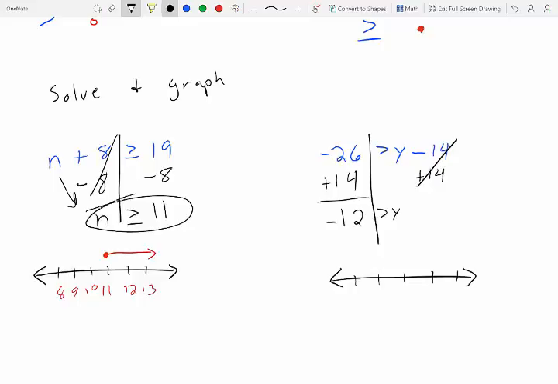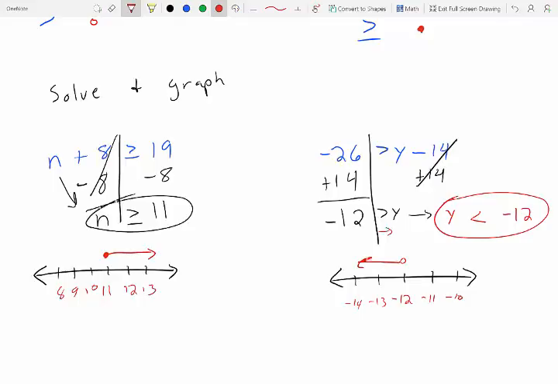Now, normally we could just graph it at this point, but we always want to have our variable on the left side. So to do that, I'm just going to flip everything. I'm going to put y over here, negative 12 over here, and I look, my arrow was pointing towards my y, so I'm going to keep it pointing towards my y when I flip it. Negative 12, negative 11, negative 10, negative 13, negative 14. So now I need to graph it. I have a less than sign, so it's going to be an open circle. I'm going to put that above negative 12, and I'm going to shade it to the left. So there's my graph, and here's my final answer.